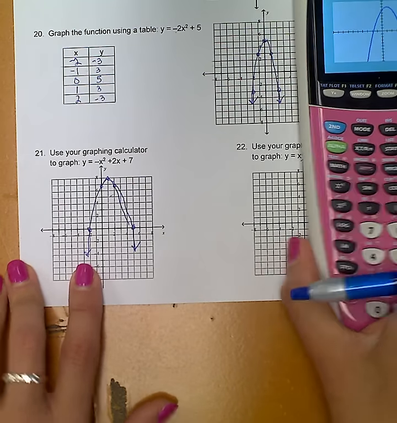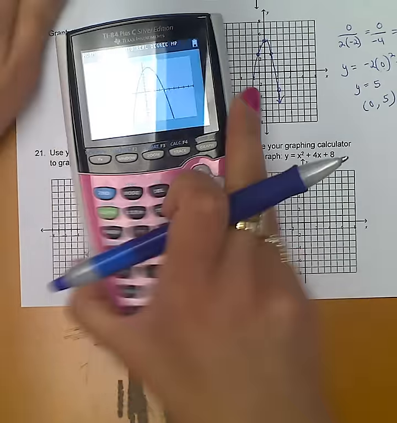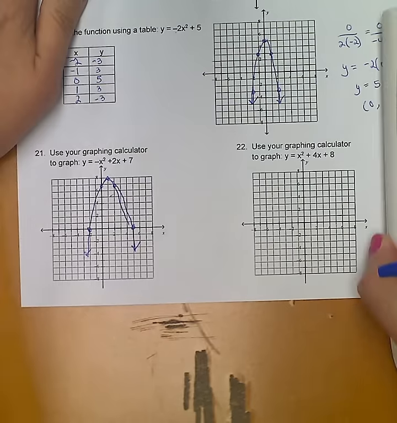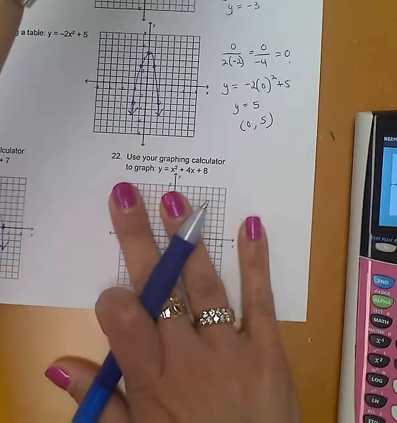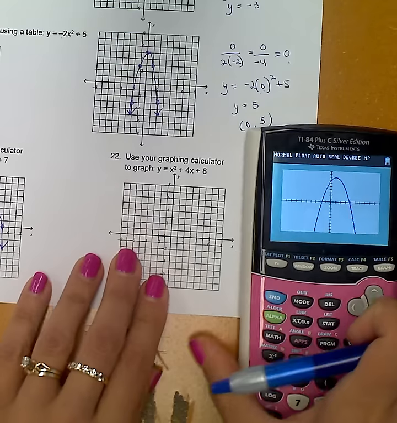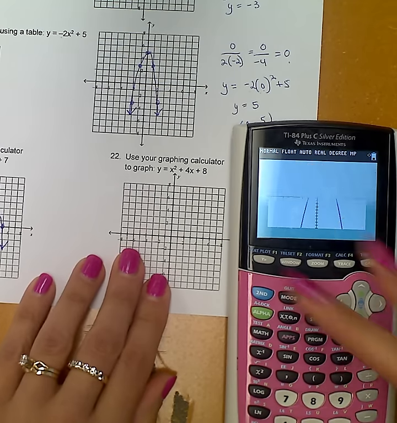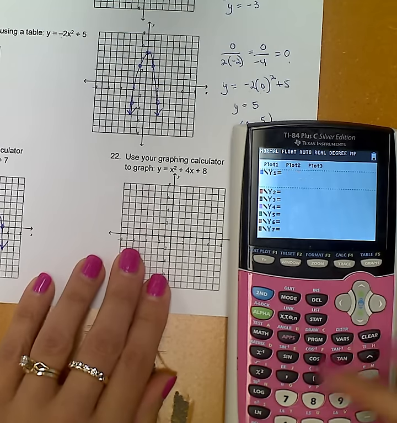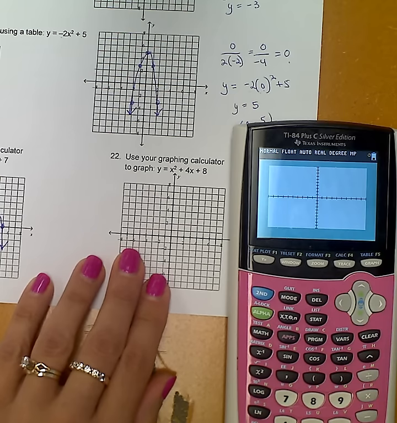All right, so one more, same idea. I'm going to scooch this over so I can have the calculator in here also. Okay, so hopefully you can see both. So y equals x² plus 4x plus 8. Hit graph. So we want to find a couple key things.